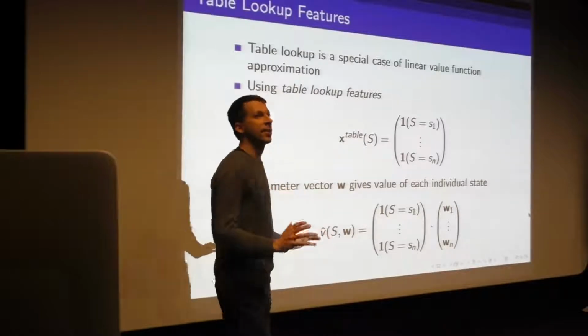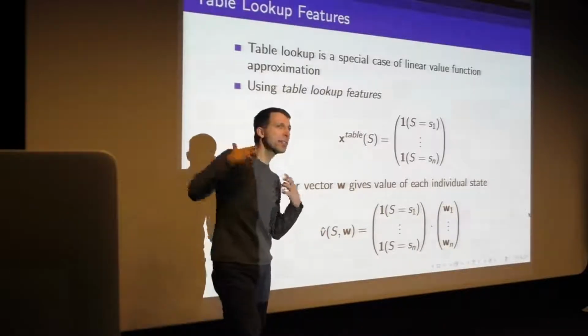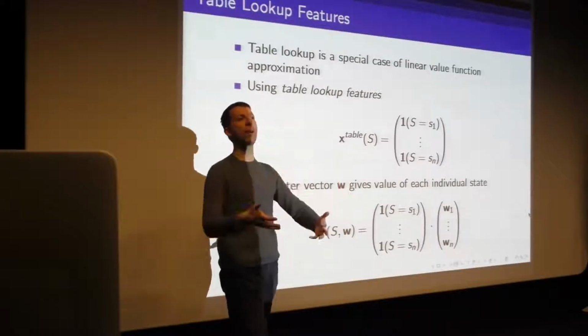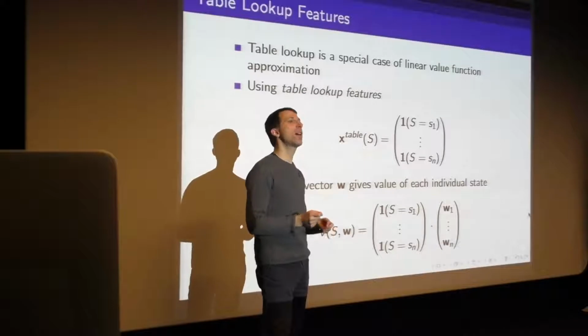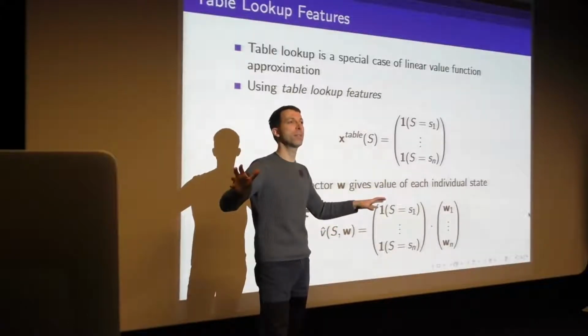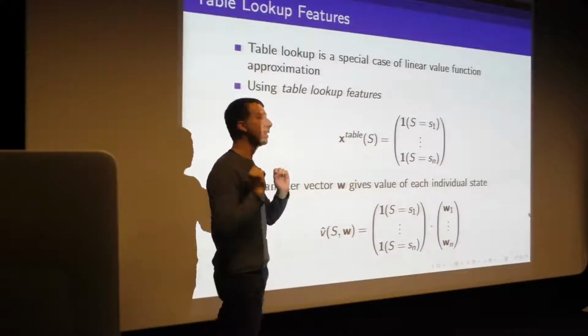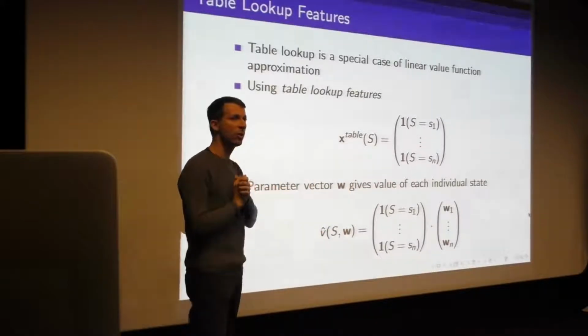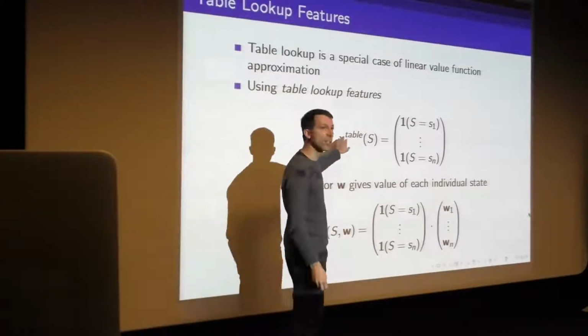I want to connect what we've just talked about with the previous classes. So I really don't want you to have the feeling that, oh, now we're talking about value function approximation, and in the last class we were talking about table lookup, and these are two totally different classes of algorithm. They're the same. Table lookup is a special case of linear function approximation, and we can see that by defining some special features.